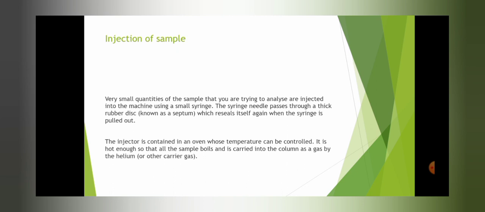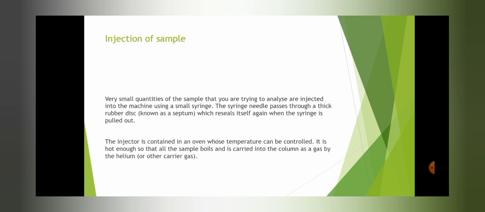Injection of the sample in the GC: very small quantities of a sample that you are trying to analyze are injected into the machine using a small syringe. The syringe needle passes through a thick rubber disc known as a septum, which reseals itself again when the syringe is pulled out. The injector is contained in an oven whose temperature can be controlled.